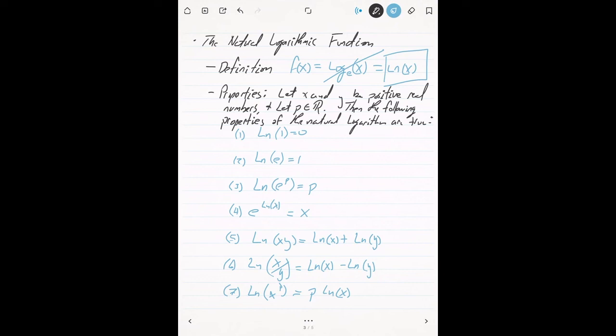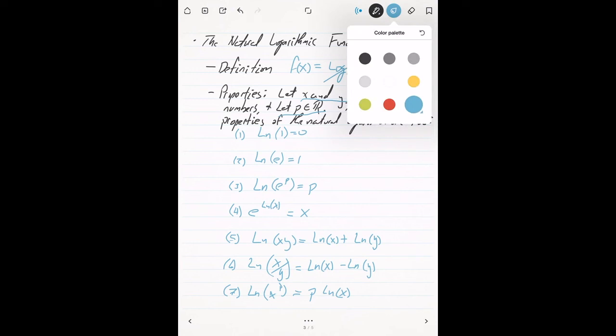Now, we do have some properties with the natural logarithm function. For example, start by letting x and y be positive real numbers. And also, p here is just a real number. It can be any real number. These 7 properties hold true. These properties are the exact same properties that we had with the regular logarithmic functions. We sometimes call those the common logarithmic functions, okay?